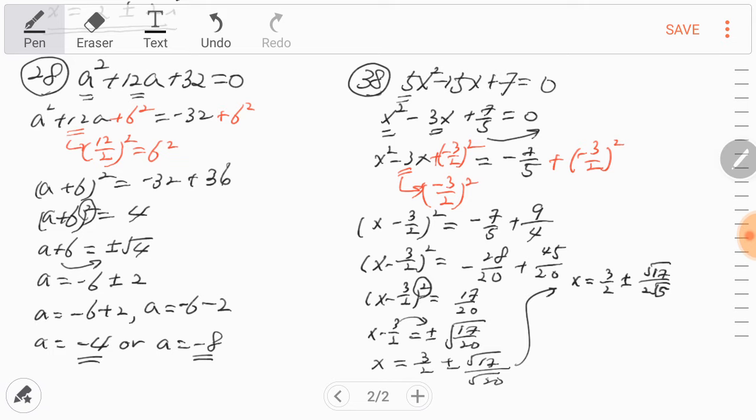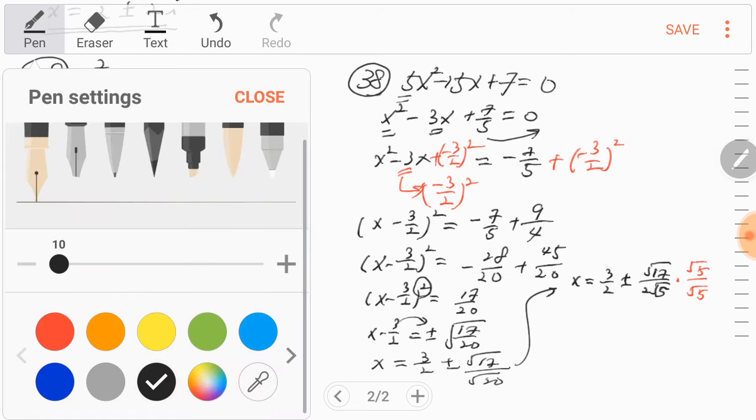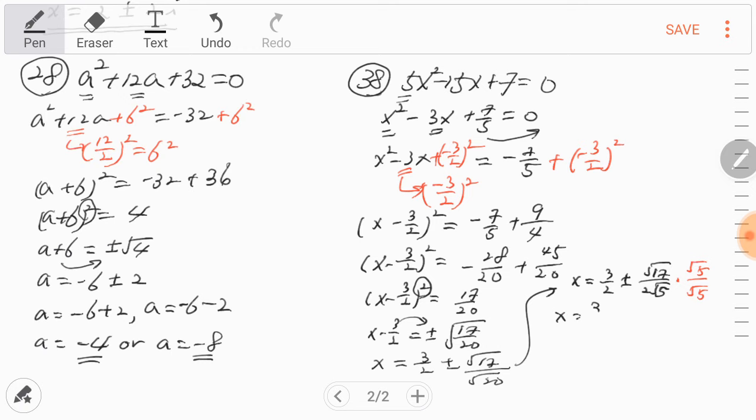Okay, 20 is 4 times 5. But in this case, since the denominator contains a radical, we have to multiply both top and bottom by what? Square root of 5. So that we can make the denominator without radicals. So x equals 3 over 2 plus or minus the square root of, okay, 17 times 5 is 85, right? 85 over, the bottom is what? 2 times 5 is 10. Okay, so this is the solution.